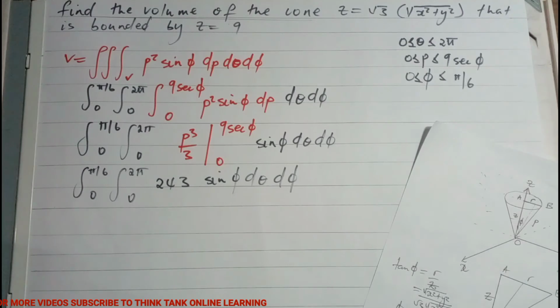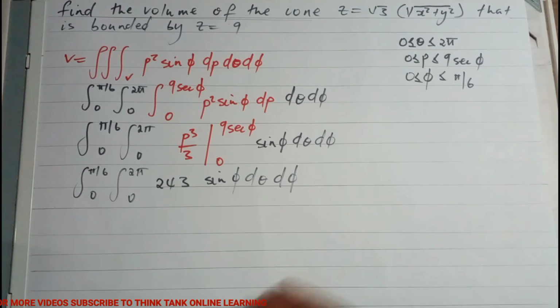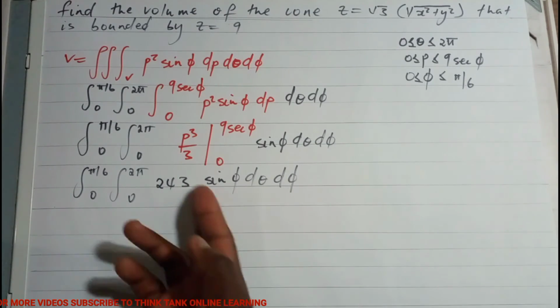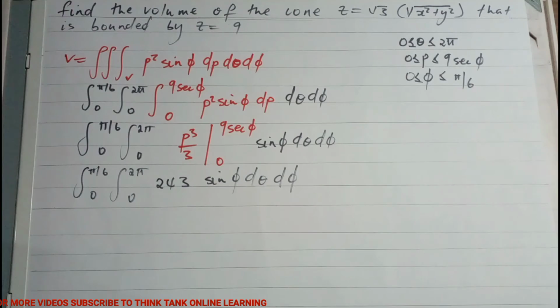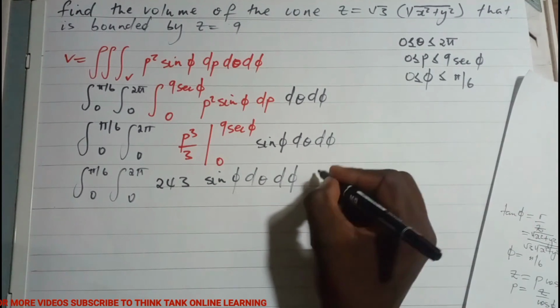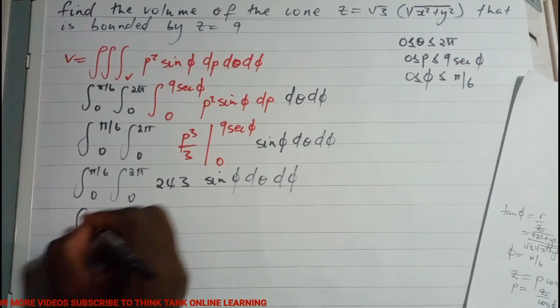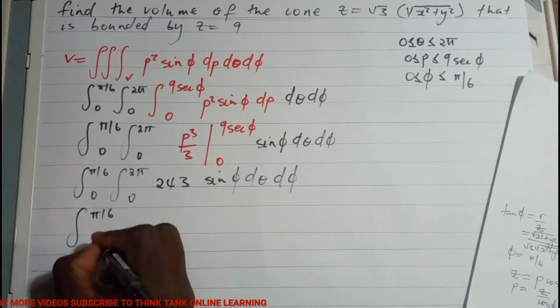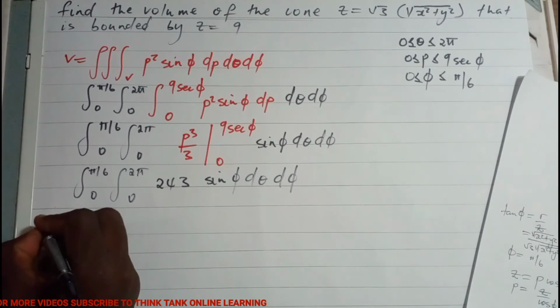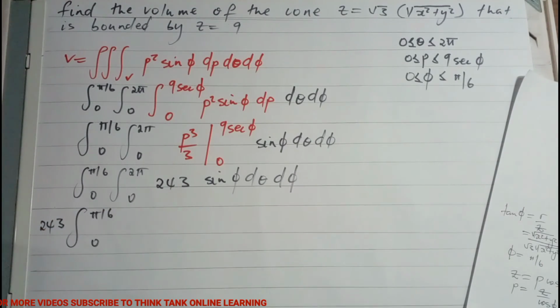We're not going to integrate phi yet, we still have theta. If you integrate with respect to theta, we don't have theta in the integrand, so we treat all these as constants. Let me do it here. So it's pi upon 6 to 0. Since 243 is a constant, I think it's safe to put it out here.